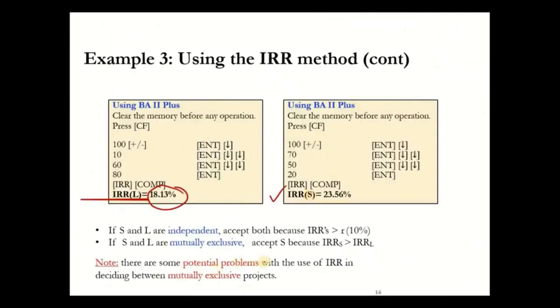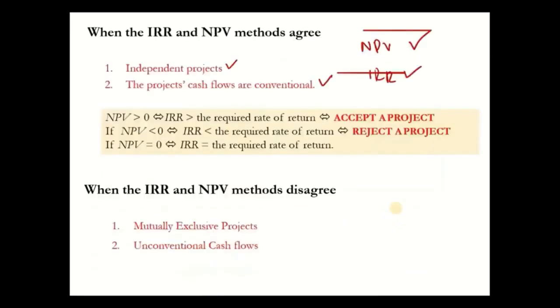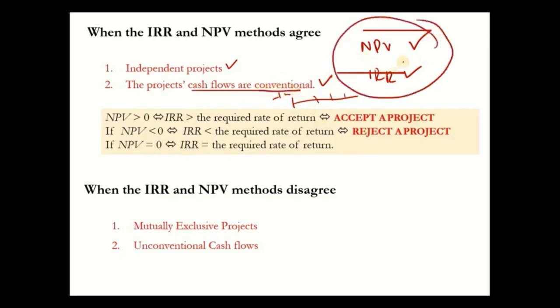Why? Because the projects were independent, okay, and the cash flows were conventional, because in the start we had negative 100, and then we had positive, right? So if the projects are independent projects and the cash flows are conventional, then there will be no disagreement. Both will tell the same thing. Both will favor S. Okay.